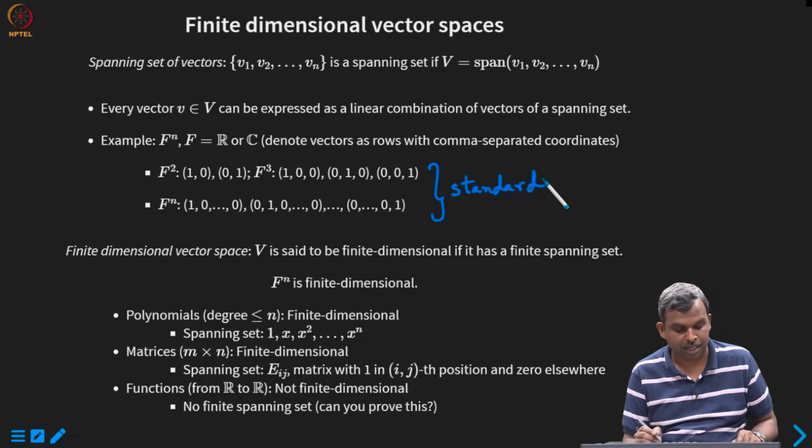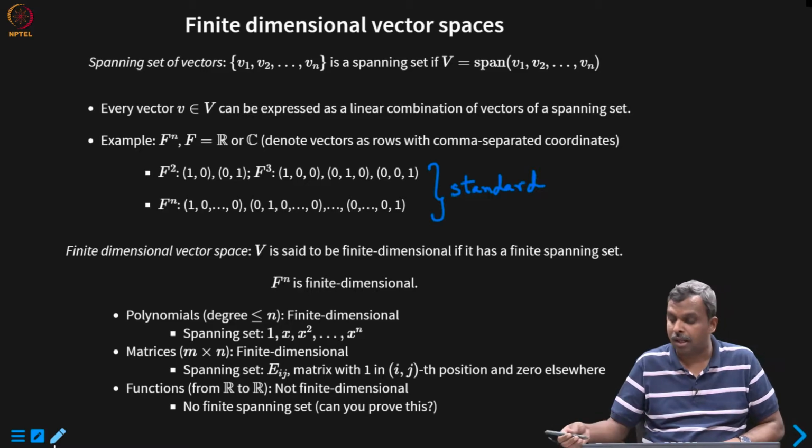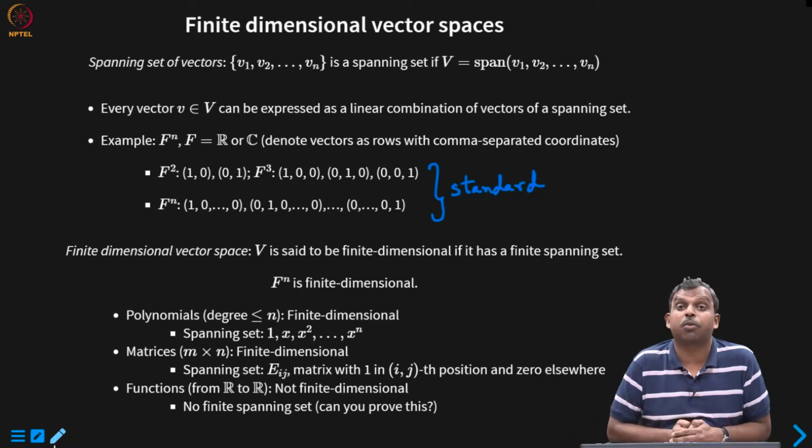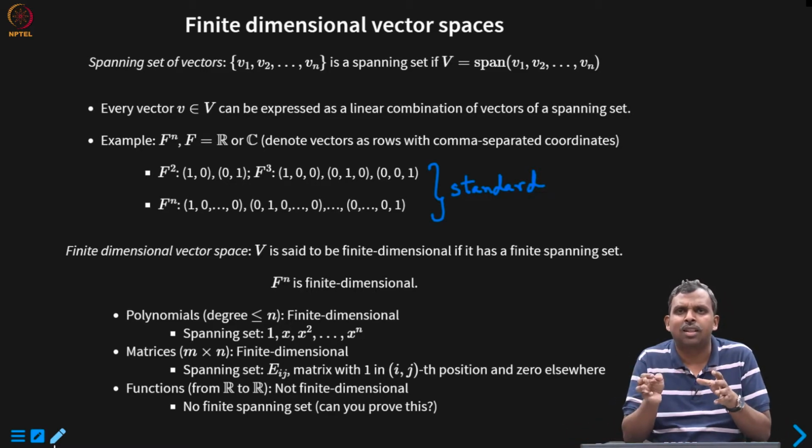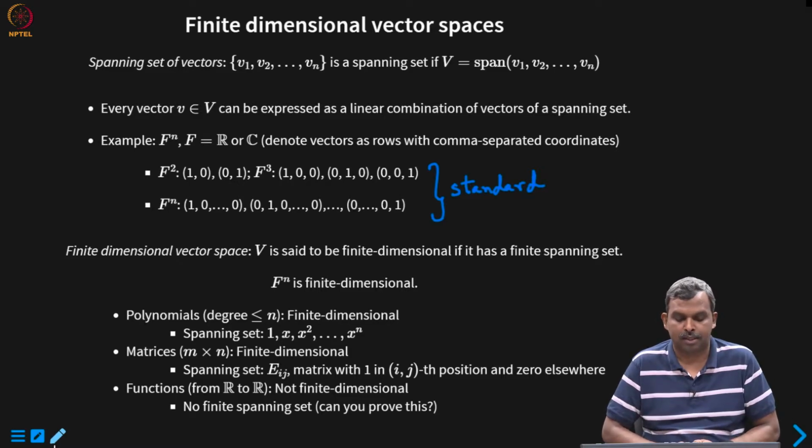Like I mentioned, there are many other spanning sets. But this particular type of spanning set, where you have just ones and zeros, where the ith position has 1 and everything else has 0, is called a standard spanning set. Okay, that's nice to know.